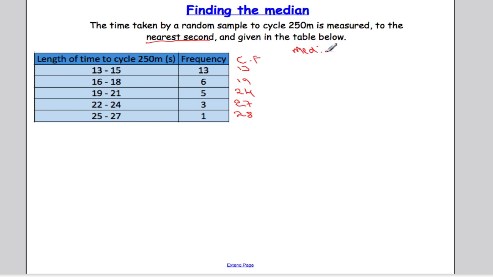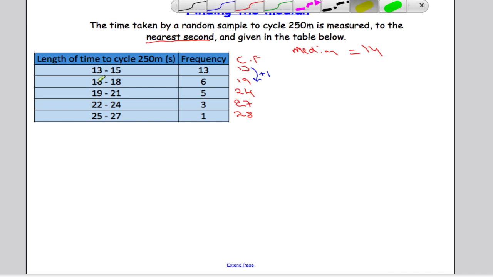And the middle person, the median, must be the 14th. Now just bear in mind, if that was 29, it would be 14.5. So don't round anything when you work out the median in this case. Okay, so let's see, we want person number 14. At this stage here we've got 13, so I need one more person.